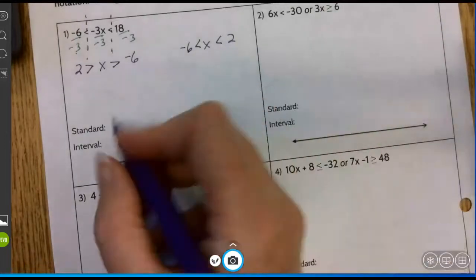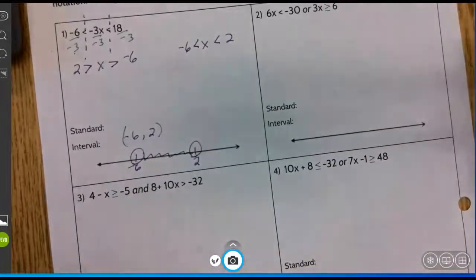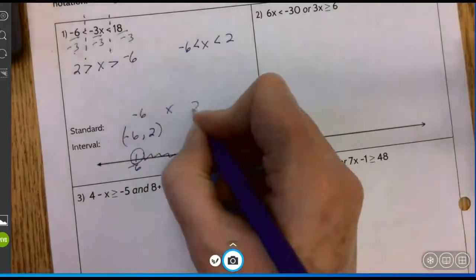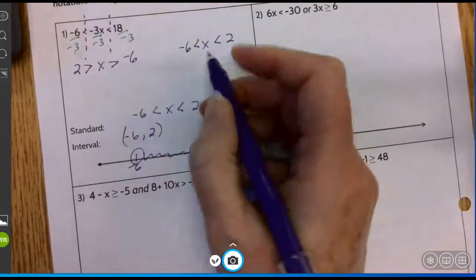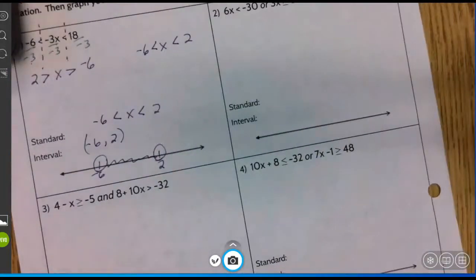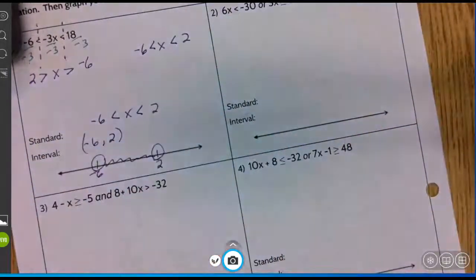So then interval notation is -6 to 2. Standard form, I put the smallest, I put the variable, I put 2, and they always go to the left. I have standard form right there. Okay? I'm going to let you try this next one on your own because it's just two separate inequalities. Okay? Try this one on your own.